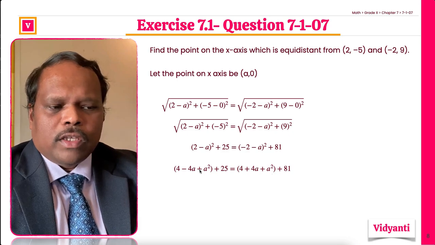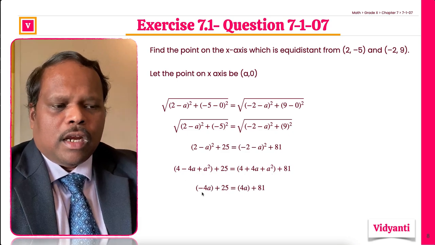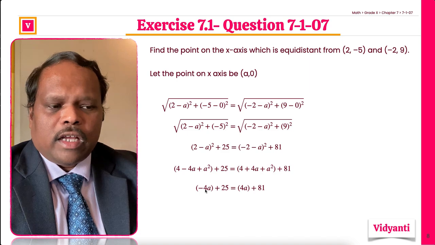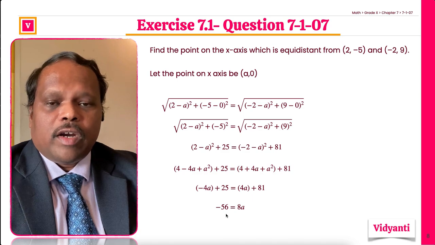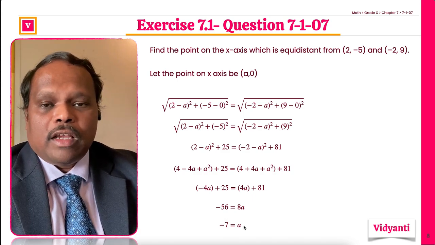Now we can get rid of a squared from both sides. We can get rid of 4 from both sides. And what we have is negative 4a plus 25 equals 4a plus 81. We can transfer negative 4a to the other side and 81 to the opposite side. 8a will be negative 56. Divide both sides by 8, and the value of a will come out to be negative 7.